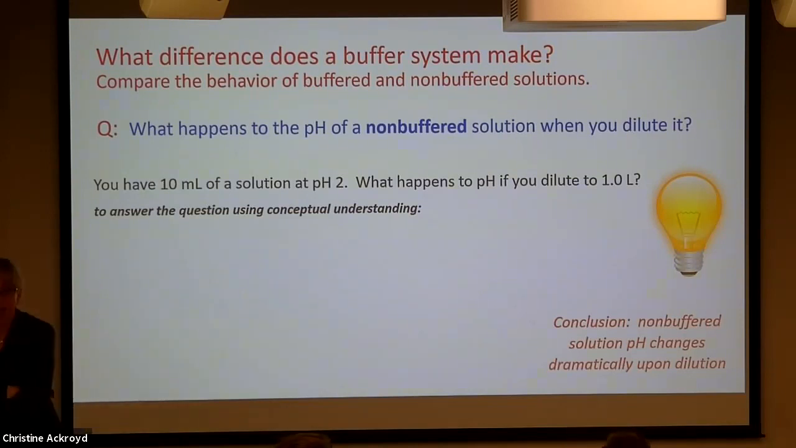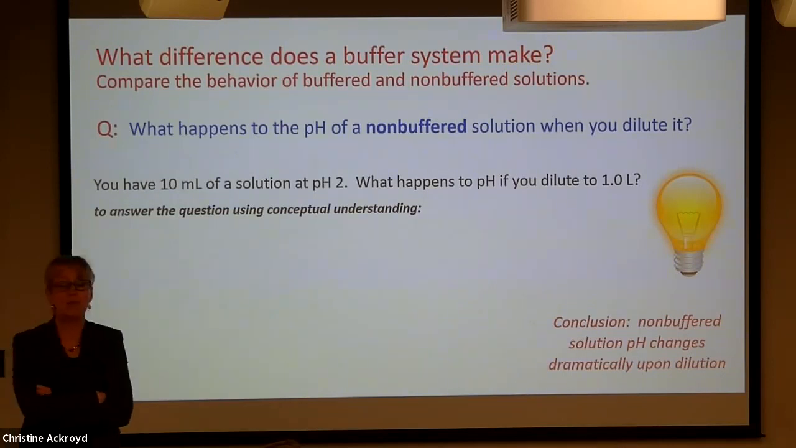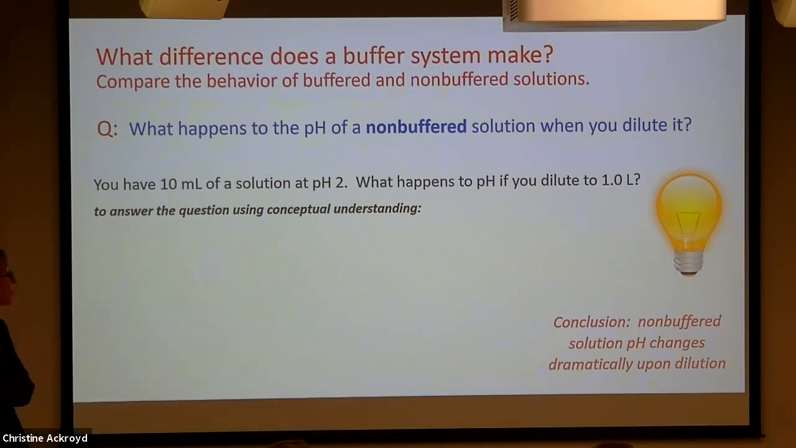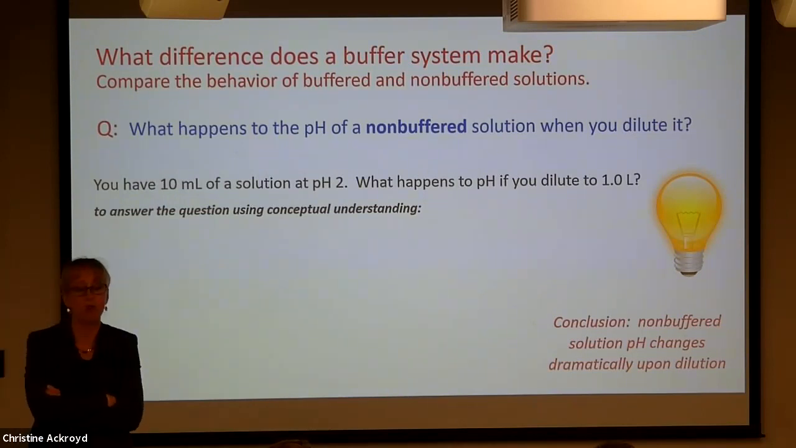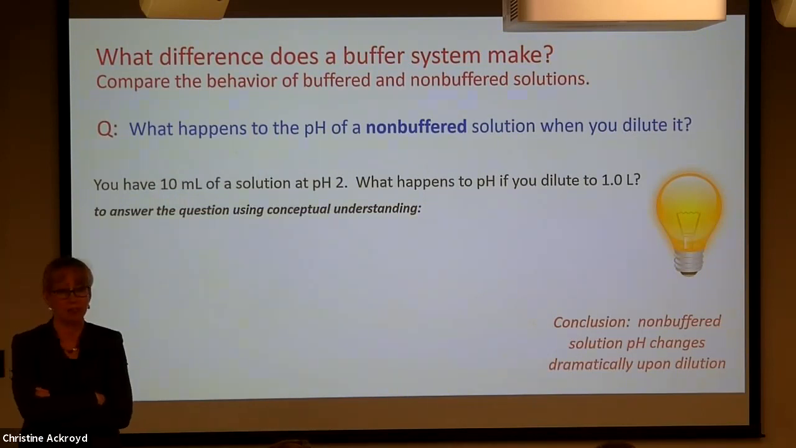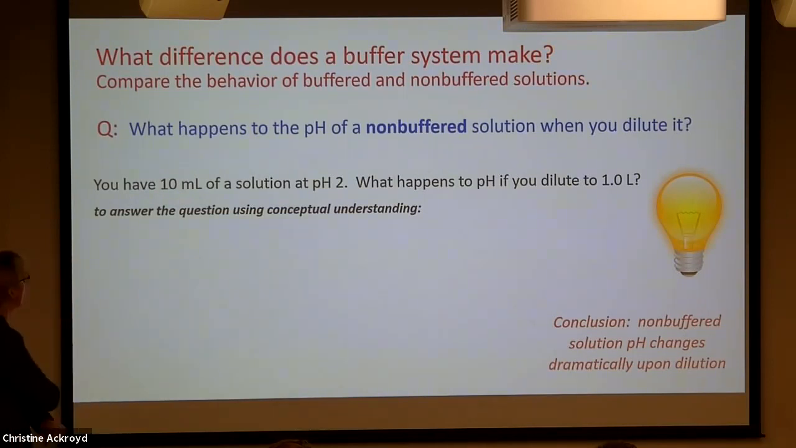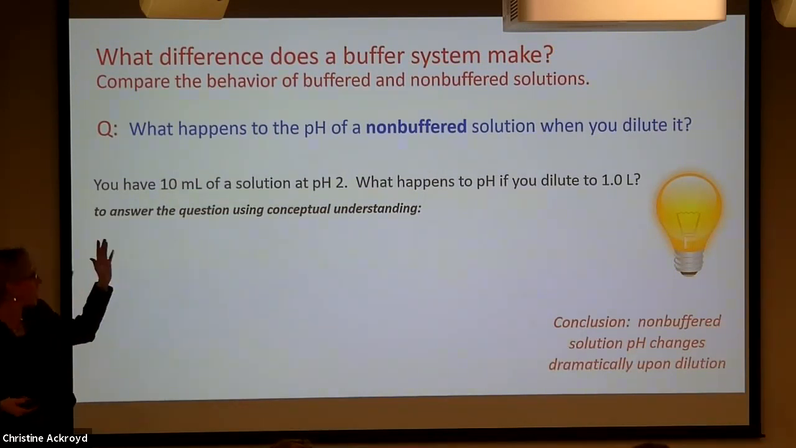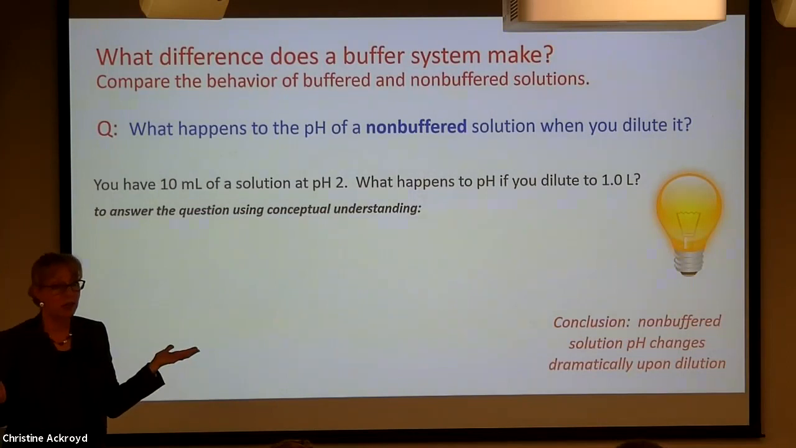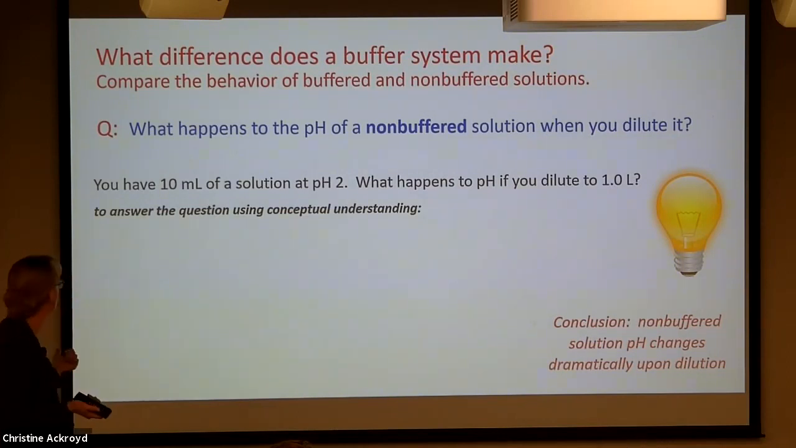Okay, so why does it matter that you have a buffer? Let's just contrast how a buffered solution behaves versus how a non-buffered solution behaves. So first thing, dilution. If I have 10 milliliters at pH 2, if I dilute those 10 milliliters 100-fold to 1 liter, what happens to the pH? Okay. So just answer it conceptually. I know what my hydronium concentration is, right? I can calculate it from the pH. What is it? 0.01 molar.